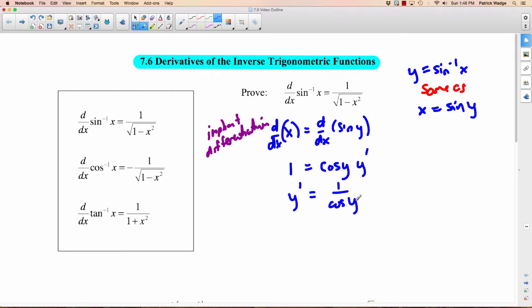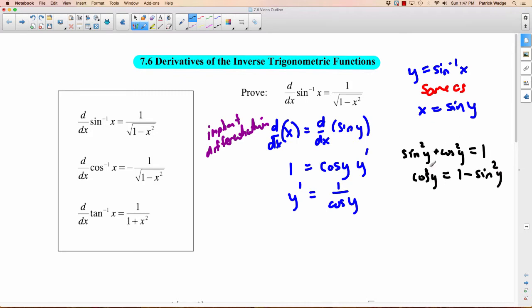And what we do is we solve for the y prime, so you end up with y prime equals 1 over cosine y. Now that does not look like this, so what's going on here? So what we're going to do now is we're going to use an identity. We're going to use the Pythagorean identity, sine squared x plus cosine squared x equals 1, but since we're using y's here, we're going to write it with y's. We're going to put sine squared y plus cosine squared y equals 1, and we want to isolate cosine y. We want to get cosine y by itself. So we'll have cosine squared y equals 1 minus sine squared y. Just move this over to the other side.